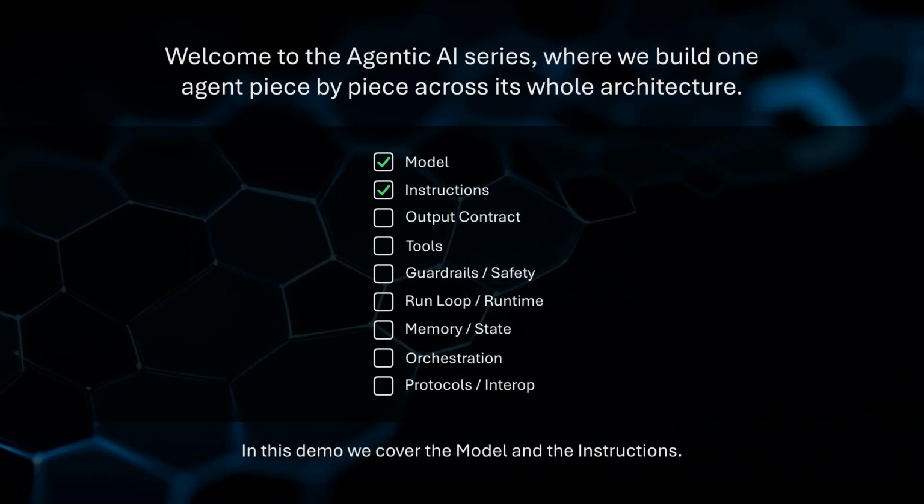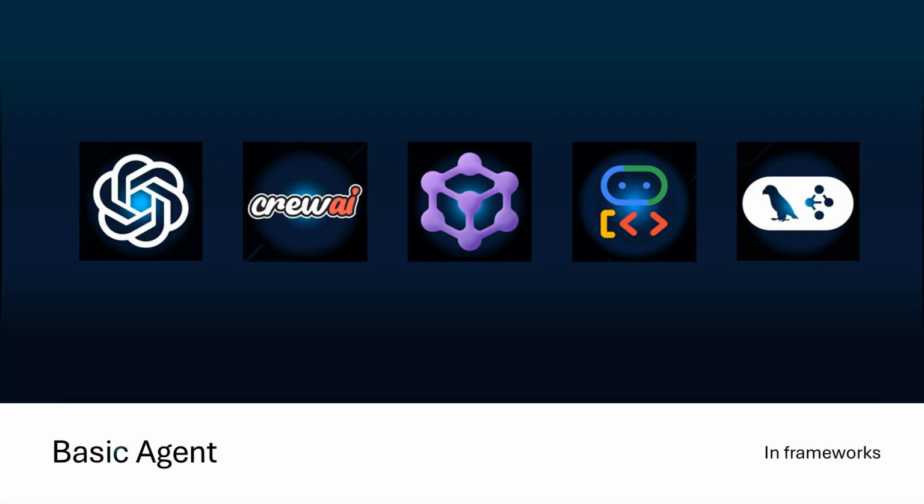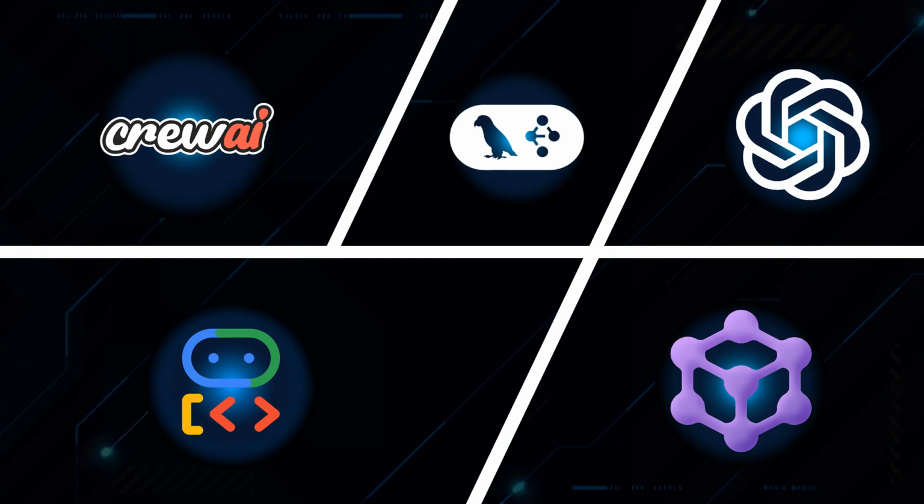5 frameworks, 1 job, declare a basic agent in Python. Let's see how simple it is to accomplish it in just a few lines. Here are the 5 we will compare: Microsoft, OpenAI, LangGraph, CrewAI, and Google ADK. We'll use the same code layout for each of these frameworks.